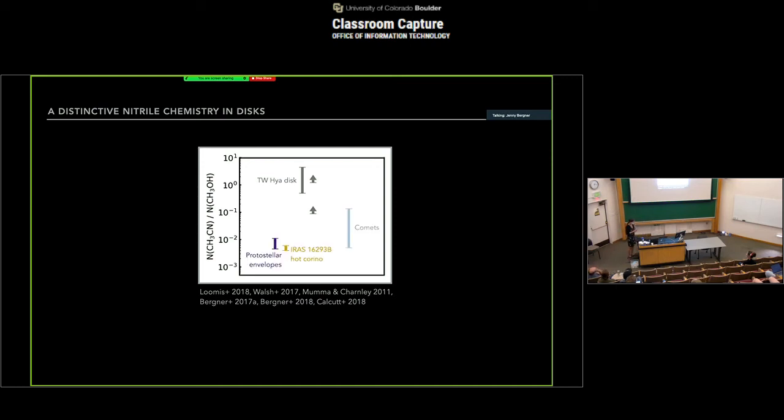And when we look at how this compares to earlier stages of star formation, we see this huge leap in the methyl cyanide to methanol ratio. Between the protostellar and hot corino phase and the disk phase, we have about 2 orders of magnitude higher methyl cyanide to methanol ratio. So this is a dramatic change in the chemistry that's happening in these disks.